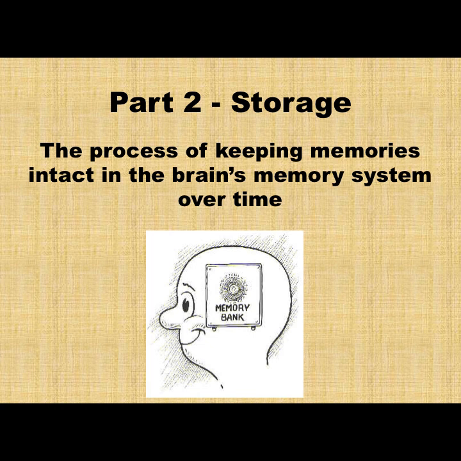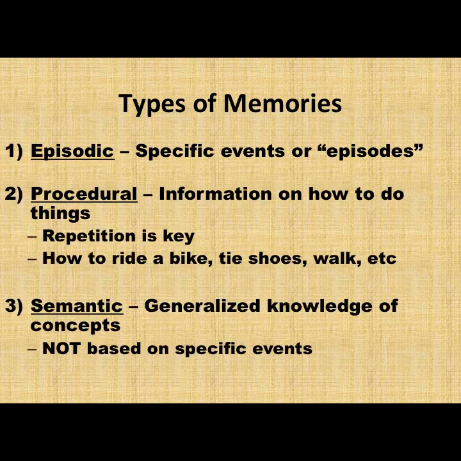So let's go more specifically into which types of memories can be stored. Okay, the first one is episodic memory, and these are memories of specific events or episodes. Here's an easy example. Remembering your 7th birthday, per se, is episodic because that was a specific event, a specific day, a specific few hours maybe, and it's definitely a time that you remembered. Okay, so let's move on to the next one.